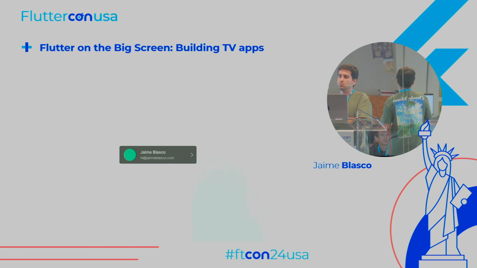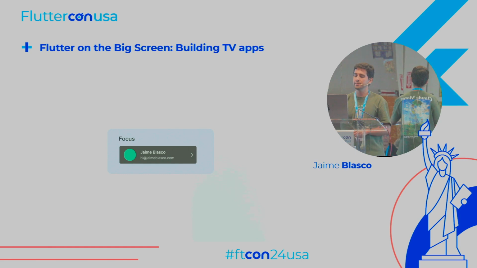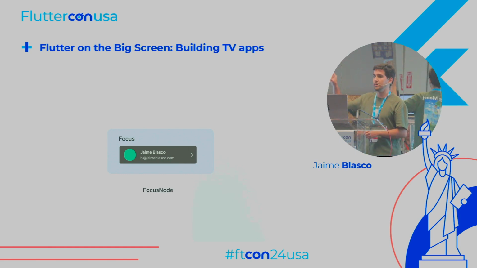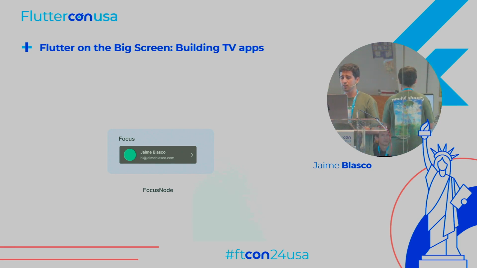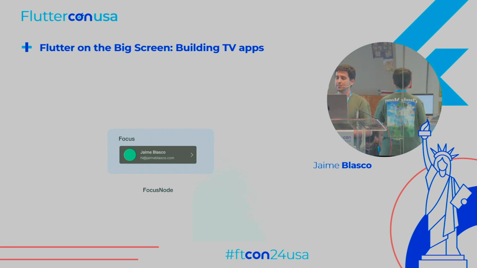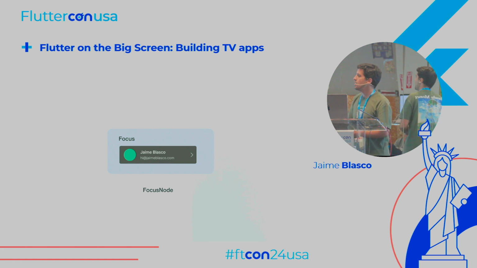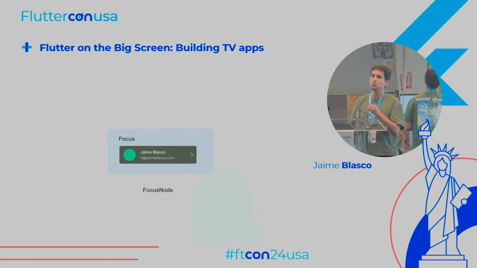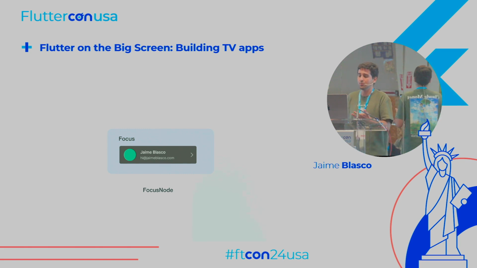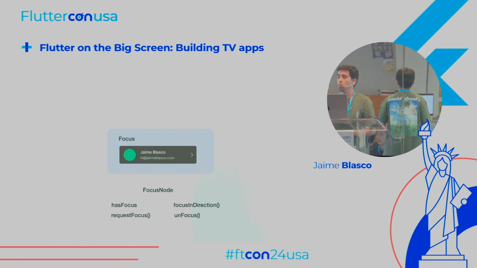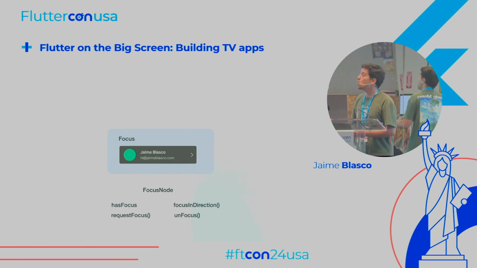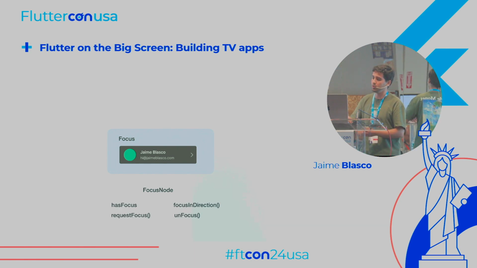We want the user to be able to focus it. So we can add this focus widget, which creates a focus node on the focus tree that you are able to select through a user interaction. So imagine the user clicks the right button and it focuses to this one. We can use this focus node to access the properties to understand what is happening with this focus. We can check if it has focus or not. We can even request the focus itself programmatically.